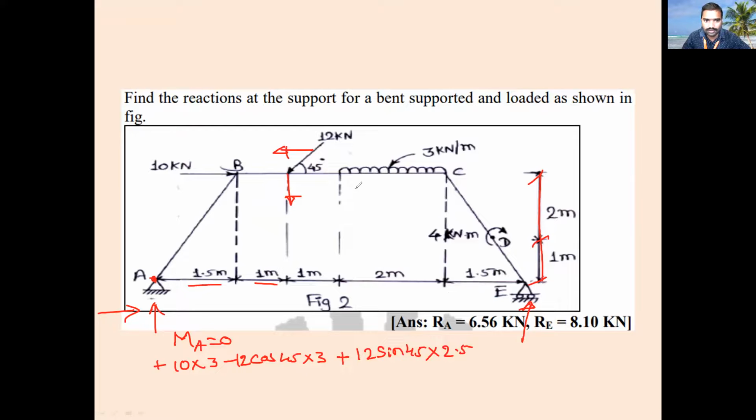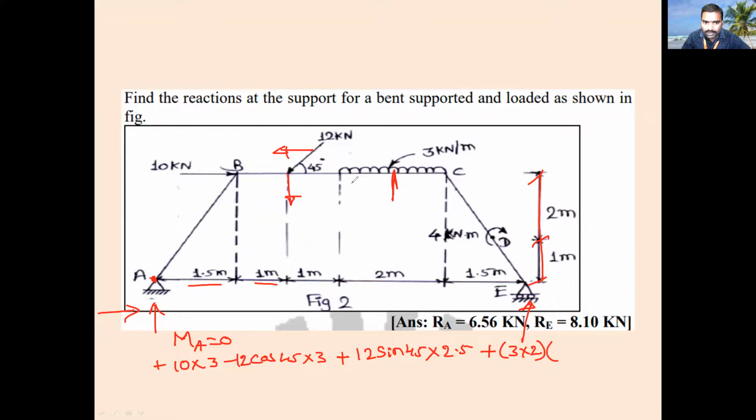Next, this UDL. How to solve this UDL? It acts downward, so the frame rotates clockwise. That is plus. First, as I told, the UDL should be converted into a point load. How? 3 into 2. Good. Next, where will it act? It will act at the center of the UDL, correct?